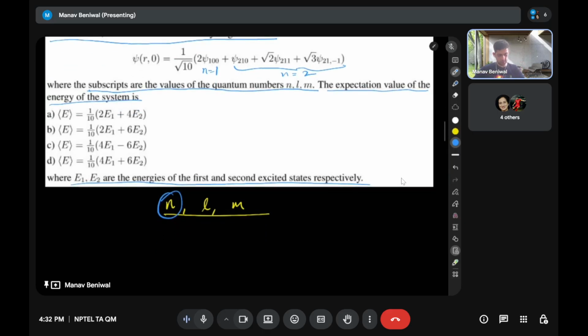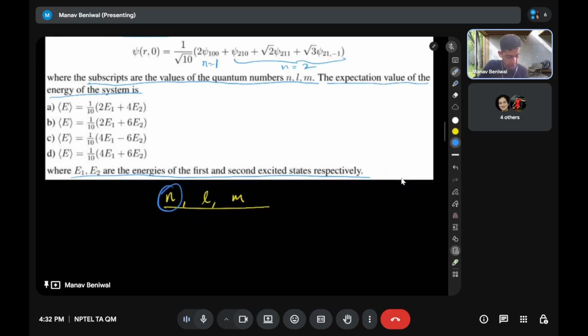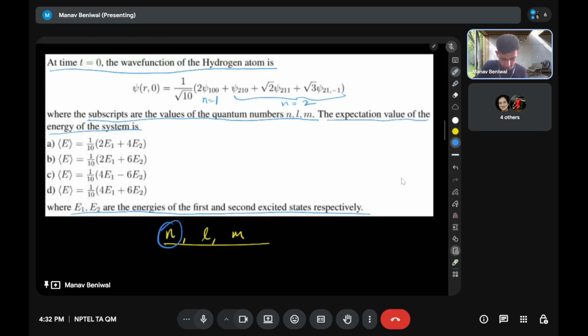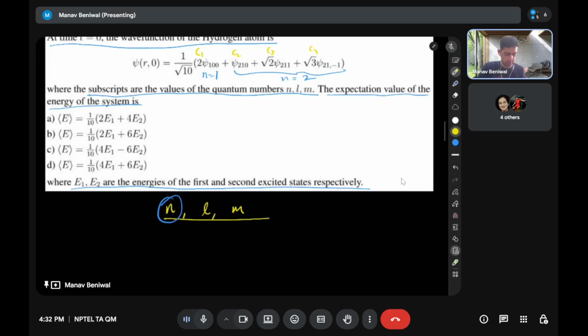So this is our wave function, and let's say these are our coefficients c1, c2, c3, c4, and so on. Let me write them explicitly. Notice that we also have 1 by root 10 outside, so our c1 will be 2 by root 10, which implies mod c1 squared will be 4 over 10.